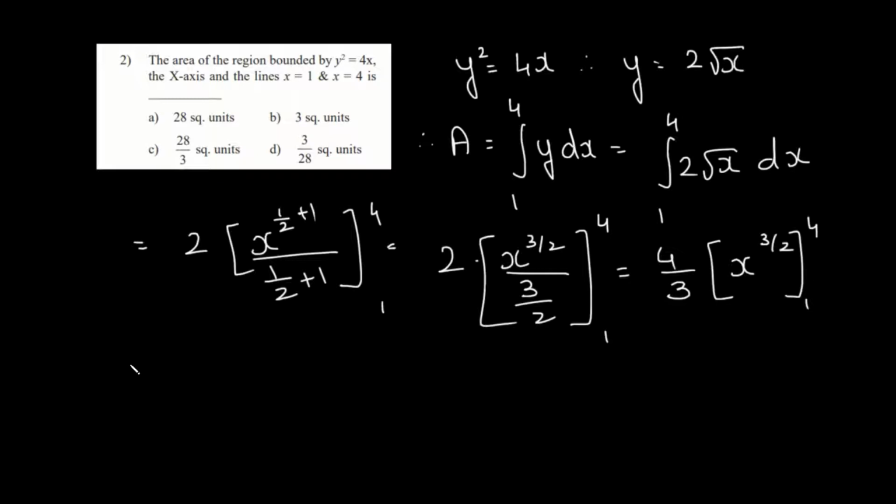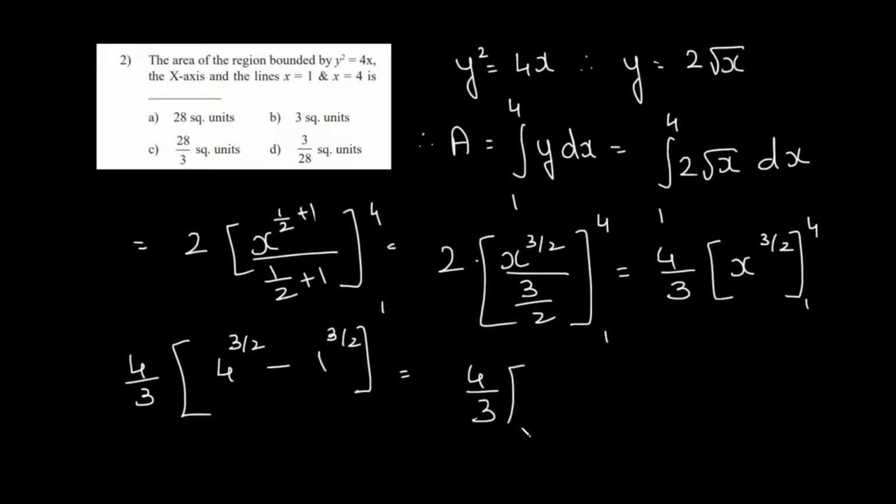Now we apply the limit of integration. So 4 upon 3 into this becomes 4 raised to 3 by 2 minus 1 raised to 3 by 2. And then we write over here like this, that is 4 upon 3 into 4 raised to 3 by 2 can be written as 4 raised to half cube. This we have done many times earlier also, but just I'm reminding you. Now 1 raised to 3 by 2 is 1 itself. So we can just write 1 over here.